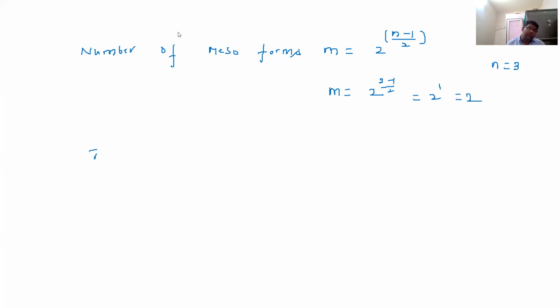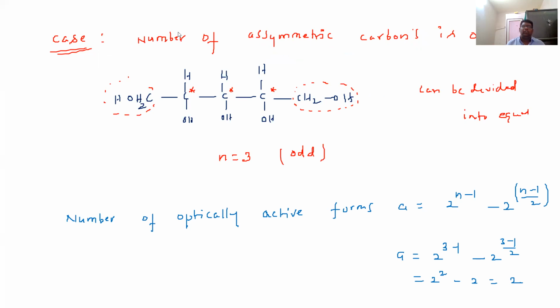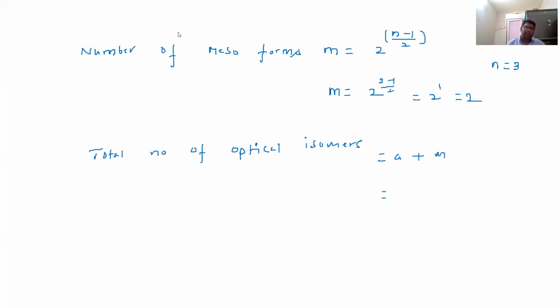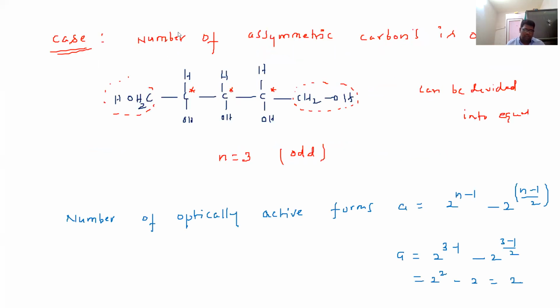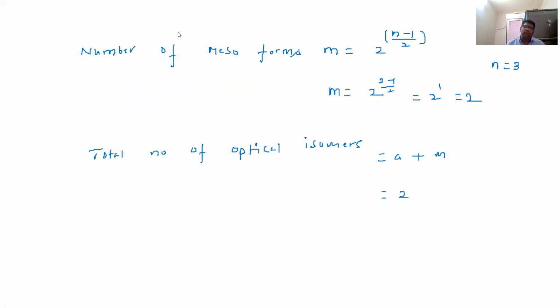How many total optical isomers? The total number of optical isomers is equal to A plus M. How many optically active forms? 2. How many mesoforms? 2. So 2 plus 2 is equal to 4. So the total number of optical isomers is equal to 4.